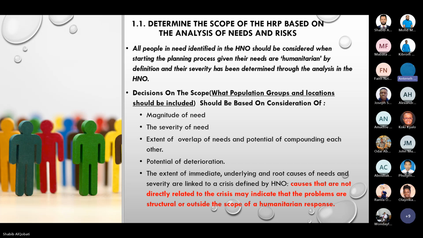And the final output of this process is more of prioritization, identifying those areas that need to be prioritized for the HRP: population groups, and also areas defined by the severity of the situation, and also looking at the risk of deterioration. We identify a subset of population from the HNO. Next.